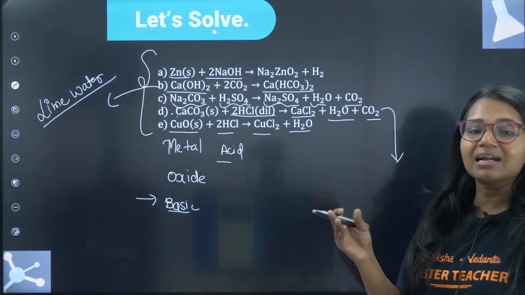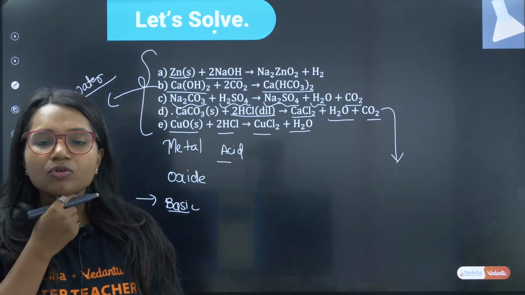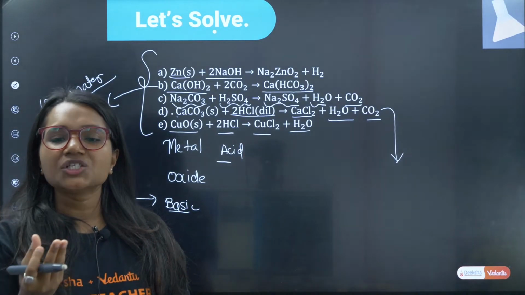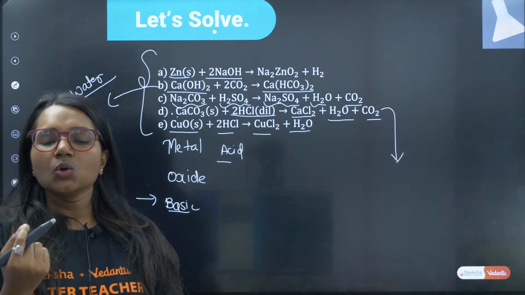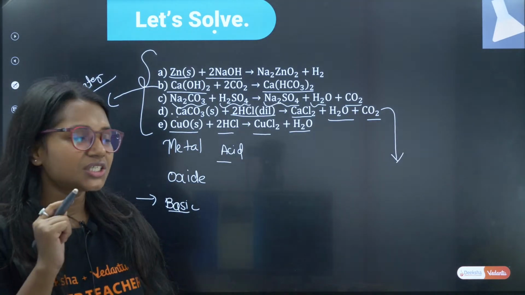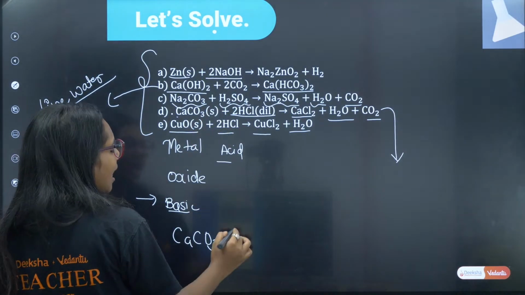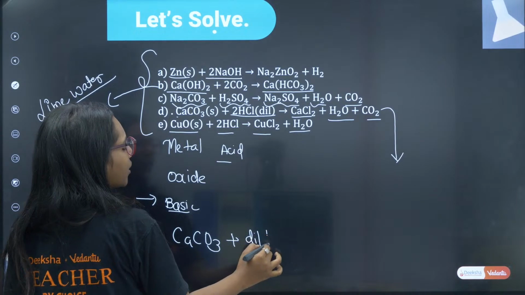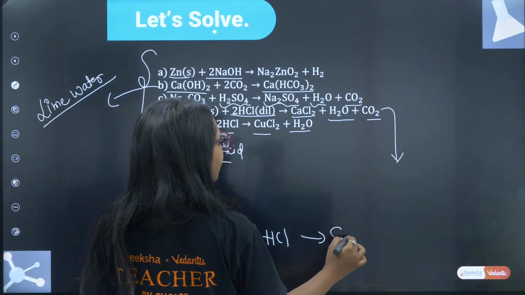You guys are telling that eggshell. Yes? Clear? Some of you have told me that eggshell is calcium carbonate, right? You guys have told me that eggshell is calcium carbonate. So see here, calcium carbonate, and if in this you are going to put HCl, acid, what you are going to get?